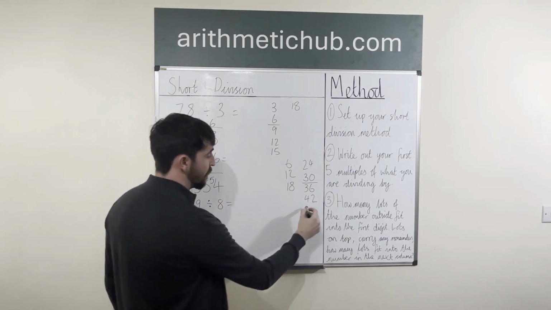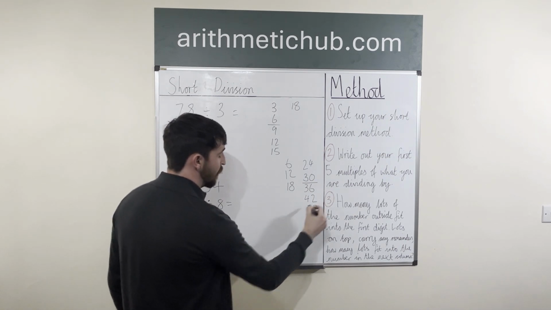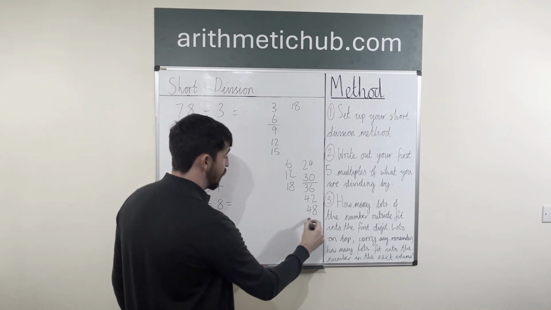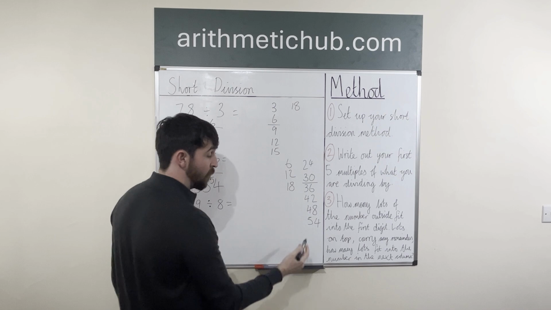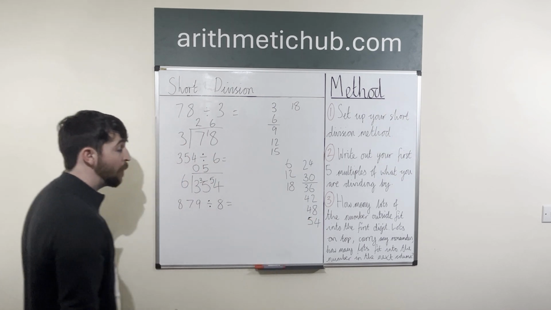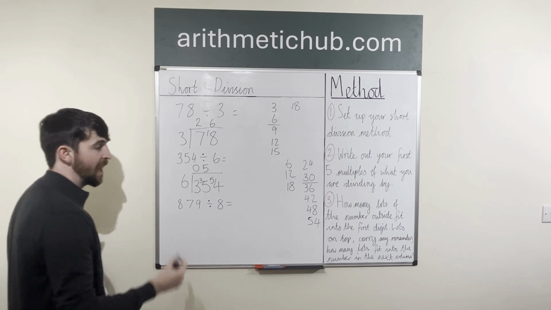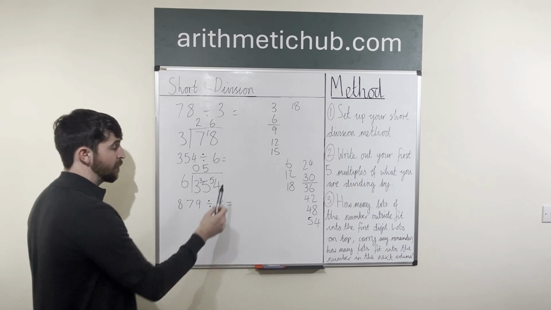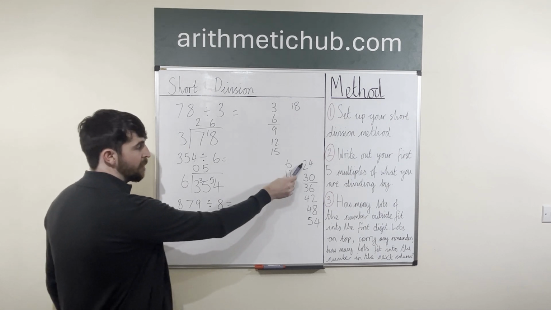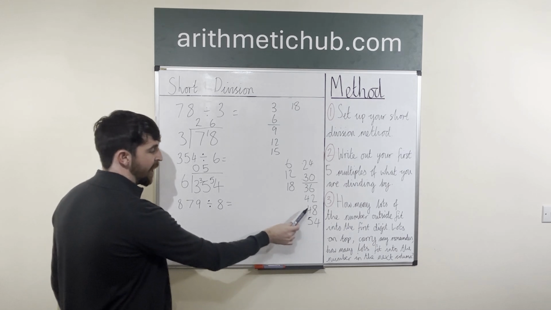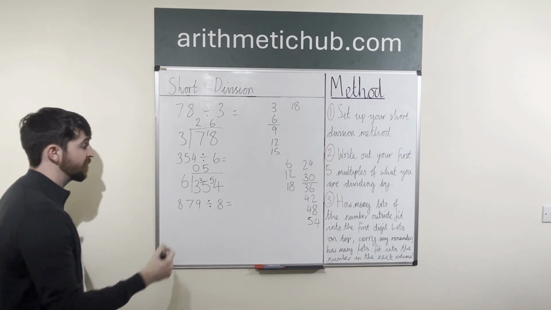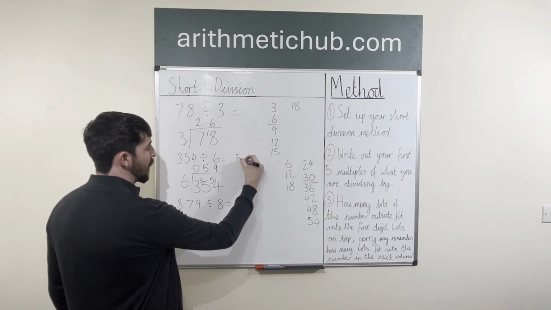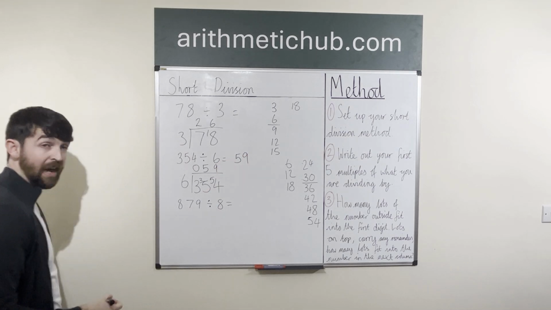42, still smaller than 54, so we carry on. 48, still smaller than 54, so we carry on. 54, and there we go. Now we have 54 in the 6 times tables again. So let's have a look and see how many lots of 6 go into 54. 1, 2, 3, 4, 5, 6, 7, 8, 9. 9 lots of 6 go into 54. So our answer here would be 59.